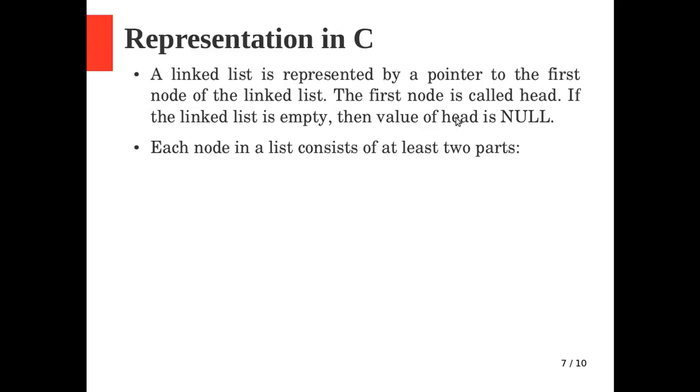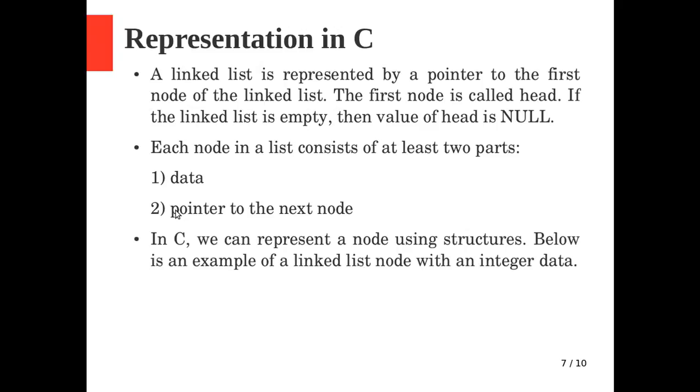Fine. So the second thing: each node in a list consists of at least two parts. This has to be made very much sure, that each node in a list consists of two parts. One is data, and the other one is a pointer to the next node. So if you are creating a node, this node will either point to null, or it will point to some other node. This is one of the key aspects of getting the entire linked list connected.